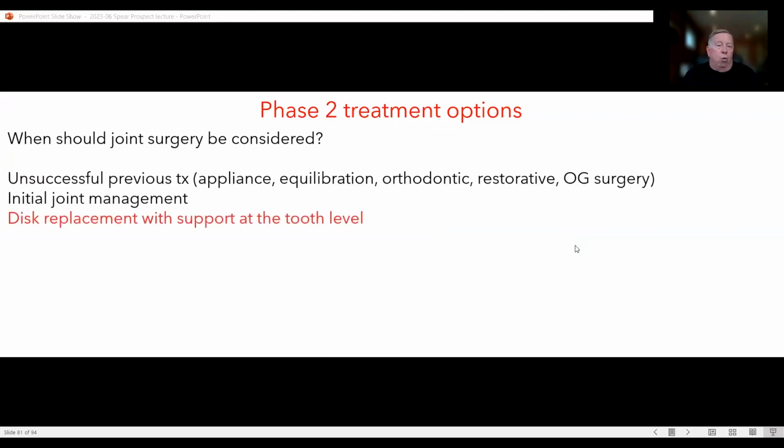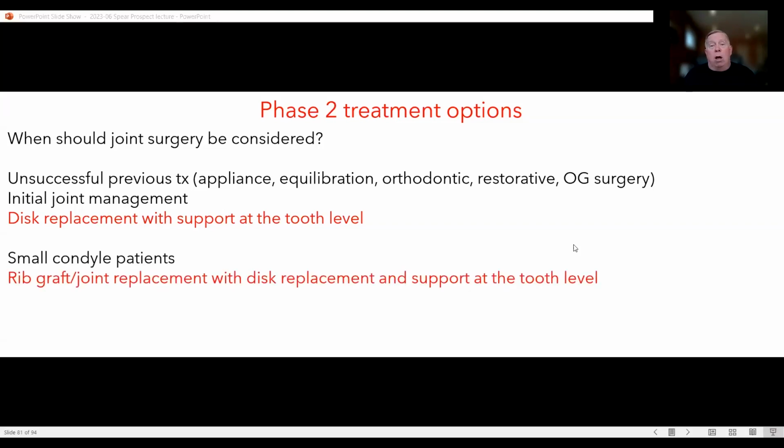So the question is, when should you really consider this? Three times to think about it. One, if you can't get the patient comfortable with anything that you've done: appliances, ortho, equilibration. A lot of times that's disc replacement with support of the occlusion at the tooth level. The second is you've got small condyle patients. We used to do rib grafts.